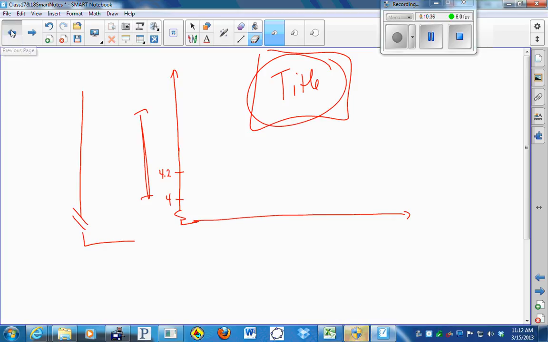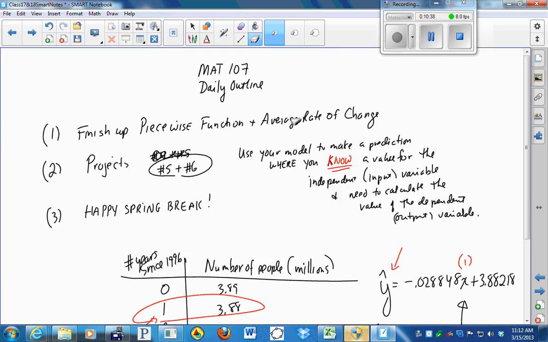All right, so today we're going to finish up the piecewise function idea and do some work on that as a group. And then we're going to cover this idea of the average rate of change, which is an interesting idea, and it's particularly important when you go on to 108.